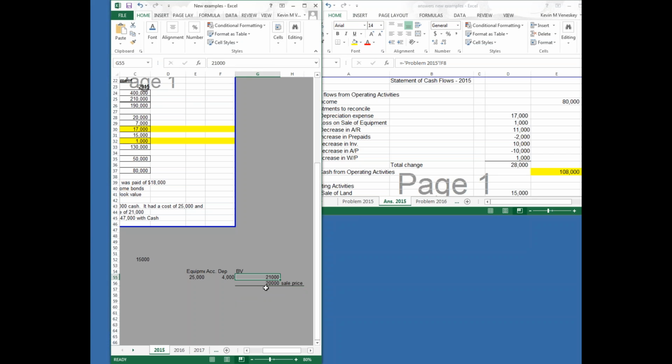I sold it for 20. It was worth 21 on my books. So I have a loss of $1,000.